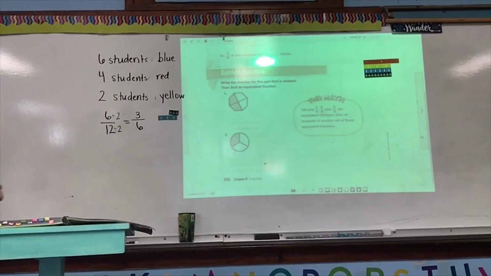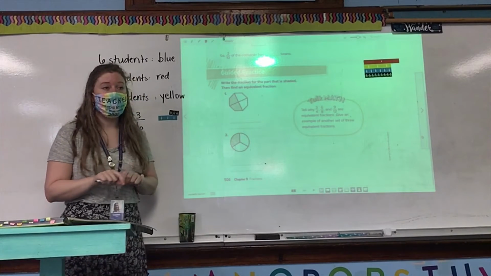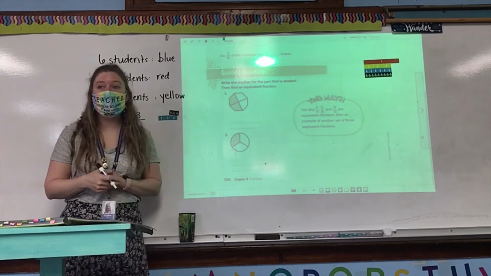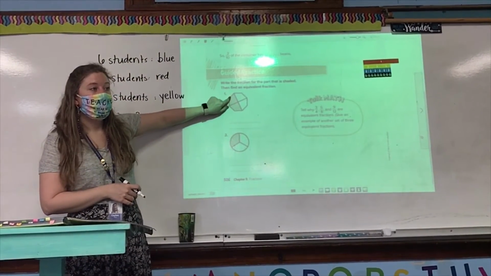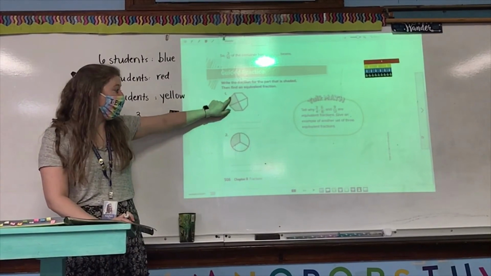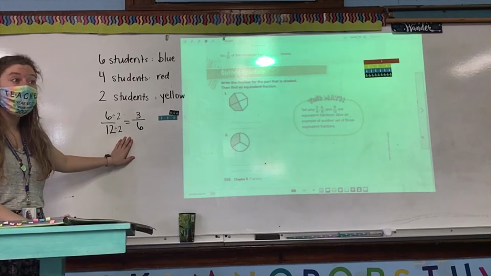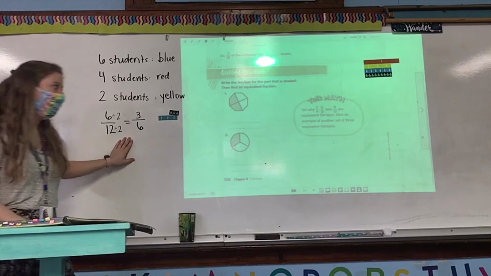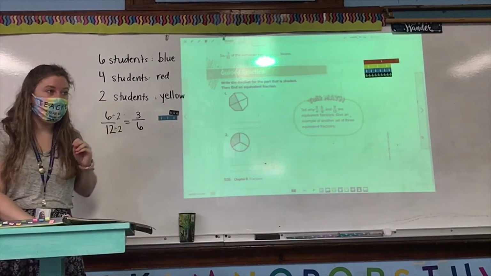So for the guided practice, it says, write the fraction for the part that is shaded. Then find an equivalent fraction. So what we have to do is look at the shape, figure out what fraction is shaded. Then we have to show our work to show how we found the equivalent fraction, and then of course show the answer so that we know what the equivalent fraction is.